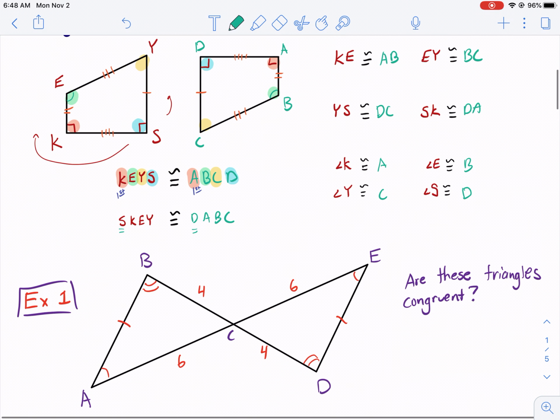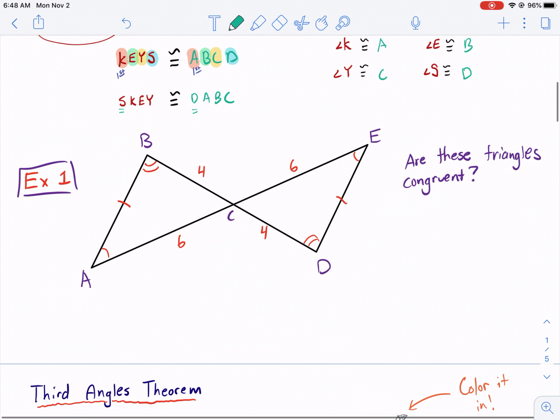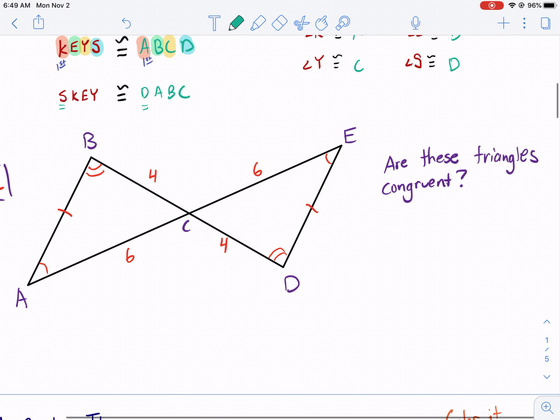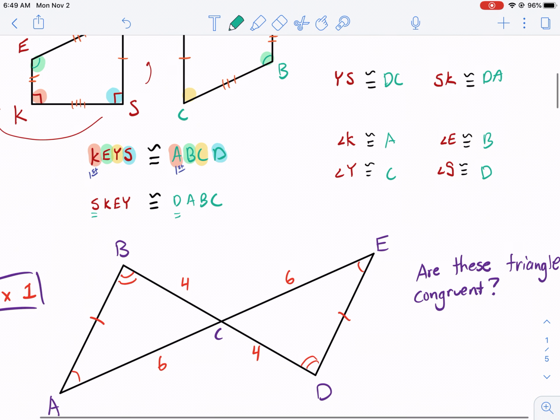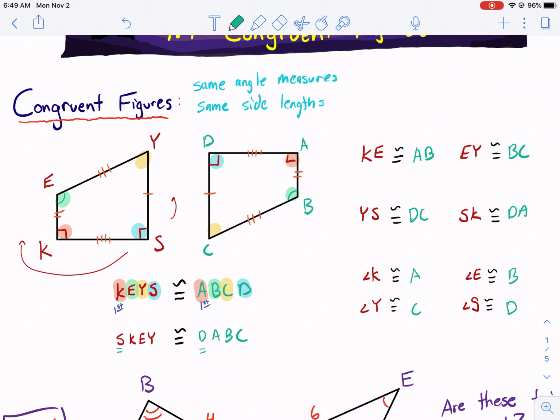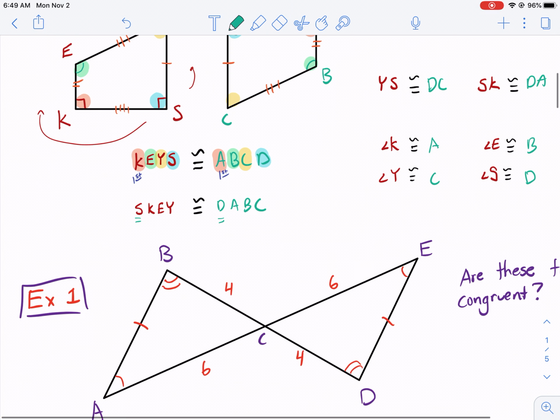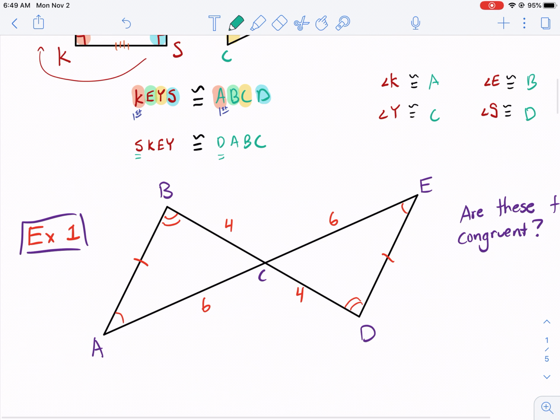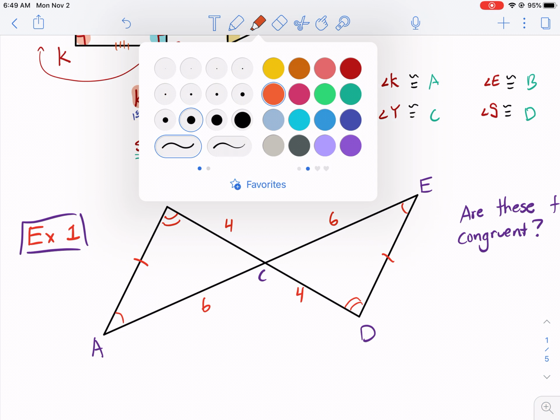Moving on to the next, that's actually kind of colorful. Really nice. Moving on, are these triangles congruent? Okay, now, we already said that they have to have the same angle measures and the same side lengths. So we're going to go here and see, do they have the same side lengths and do they have the same angle measures? Let's start with the sides.